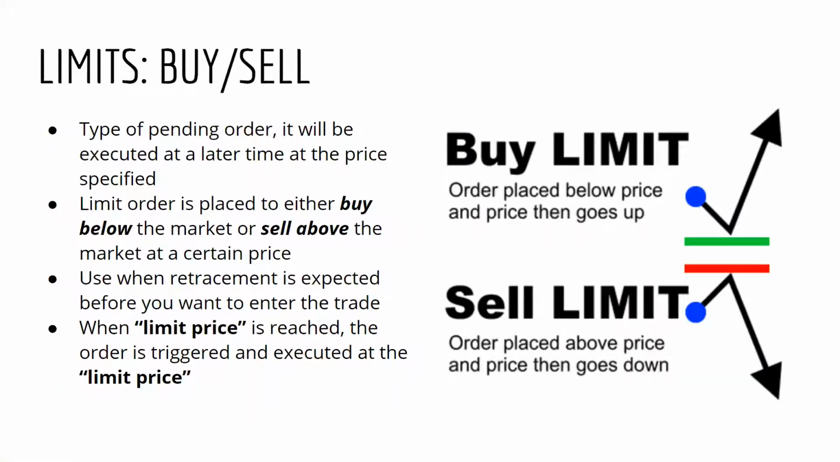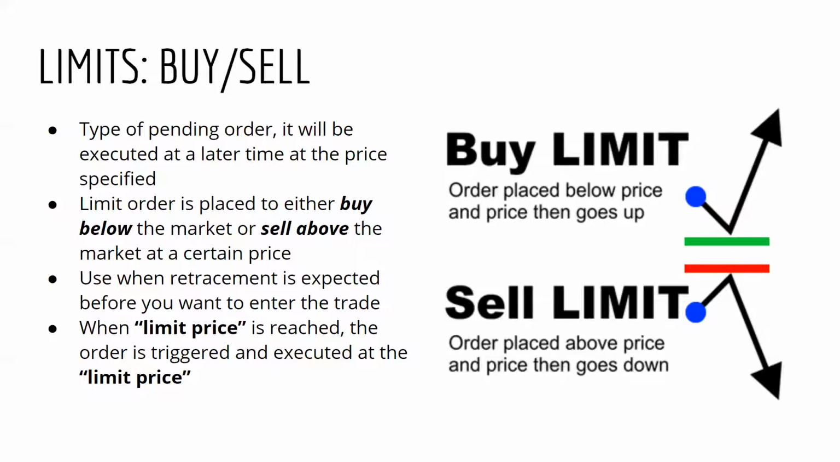Now, let's go a little bit over the limits and the stops. A buy or sell limit is a type of pending order, like I said before, and it will be executed at a later time at the price specified. A limit and a stop are different from market execution because market execution is the current price where the market is now. But for the limits and the stops, it's going to be executed at a later time at the price that you specify.